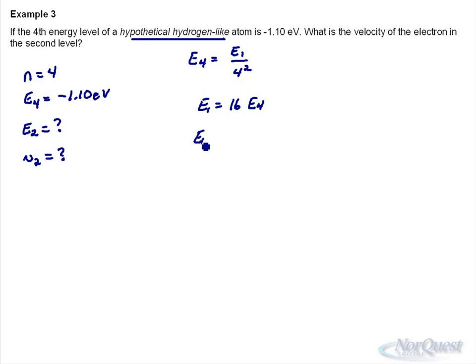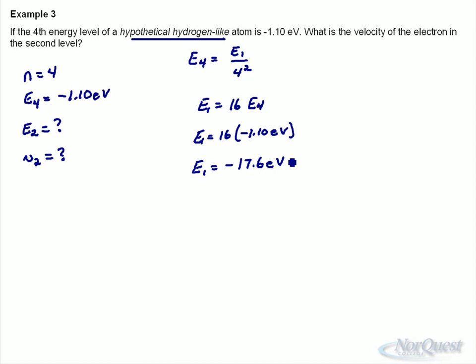Notice when you work this out, 16 times negative 1.10 electron volts, you don't get the exact values that were for hydrogen. What you get is something that is hypothetical, hydrogen-like, meaning it'll obey these formulas, but it won't have the same values. Hydrogen was negative 13.6. This is negative 17.6. So it's some other atom that can obey these formulas is really what it means.